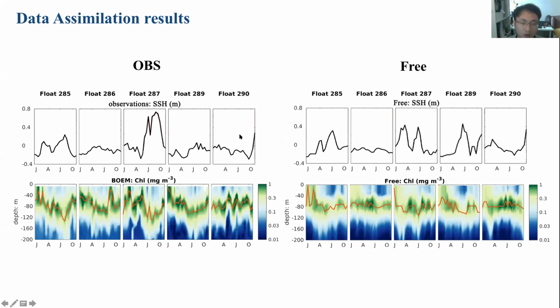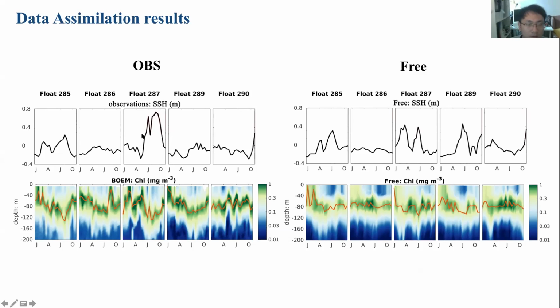The top panel shows the SSH, and the bottom panel shows the subsurface chlorophyll distributions. The red line on top of this figure indicates where the deep chlorophyll maximum is. So based on the observations, we can see that the subsurface chlorophyll distribution, especially the position of the deep chlorophyll maximum, is highly correlated with the SSH.